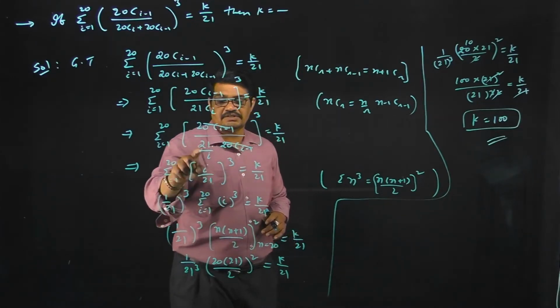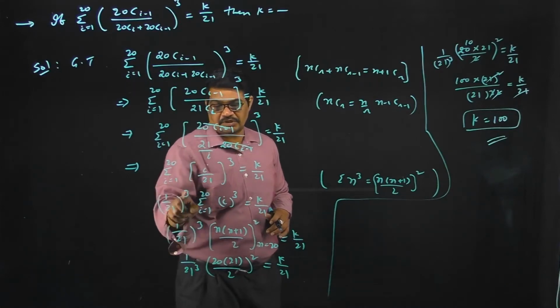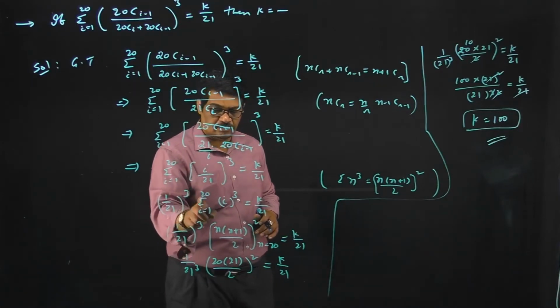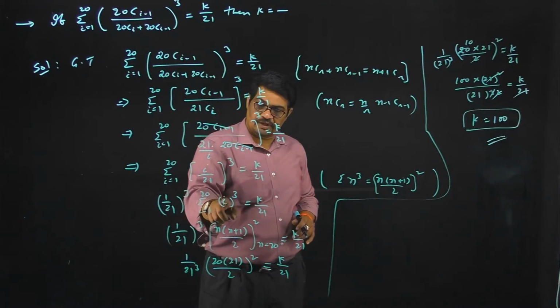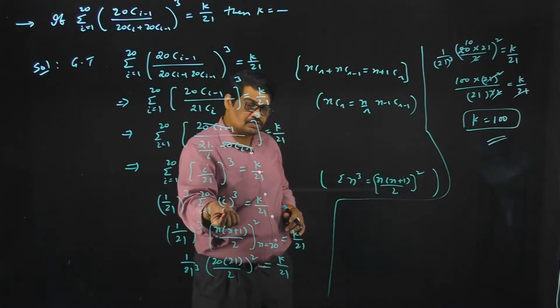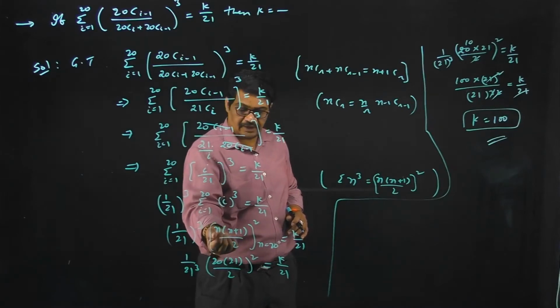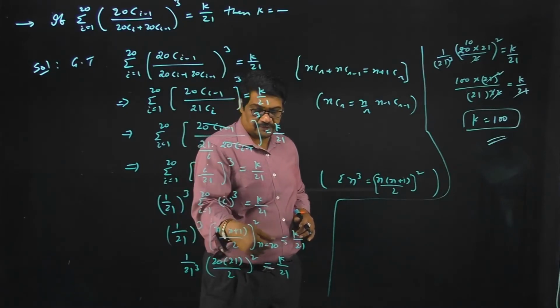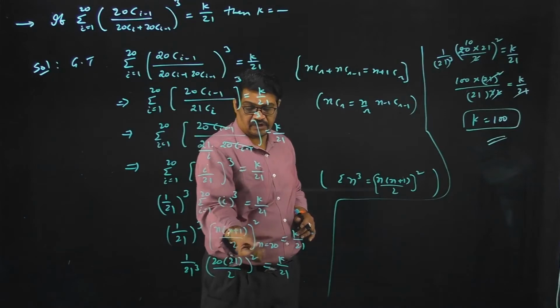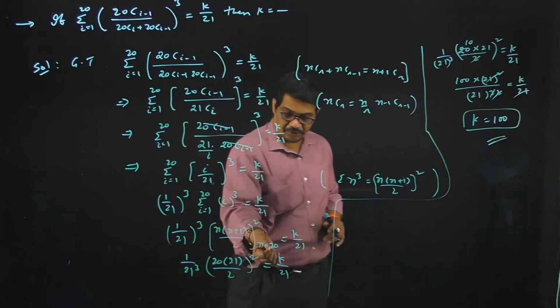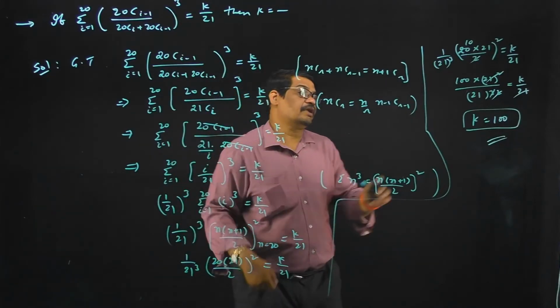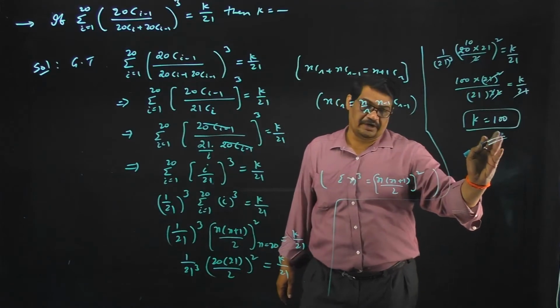Remaining is i by 21 whole cube. The constant is 1 by 21 whole cube, sigma i equals 1 to 20, i cube. That is the sum of cubes of n natural numbers. Here n is 20, using the formula n into n plus 1 by 2 whole square. Substituting n equal to 20, we get the k value as 100.